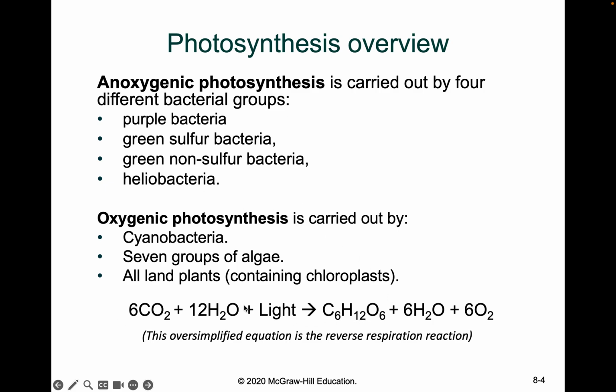If you want to look at the simple equation of photosynthesis, specifically oxygenic photosynthesis, it's 6 carbon dioxide plus 12 waters plus light gives you a glucose molecule, 6 waters, and 6 oxygens. If you think about this, it is literally the reverse of the respiration reaction. In respiration, we were oxidizing, cutting down glucose using oxygen. We were breaking it down to create water, carbon dioxide, and energy.